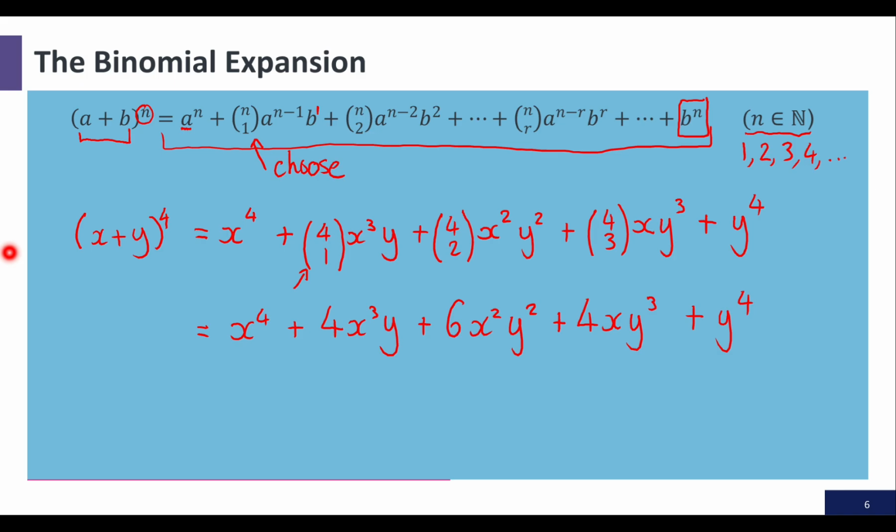What I'd like to do now is just pause the video, and you can either think about this or write this down, and just what patterns do you spot?